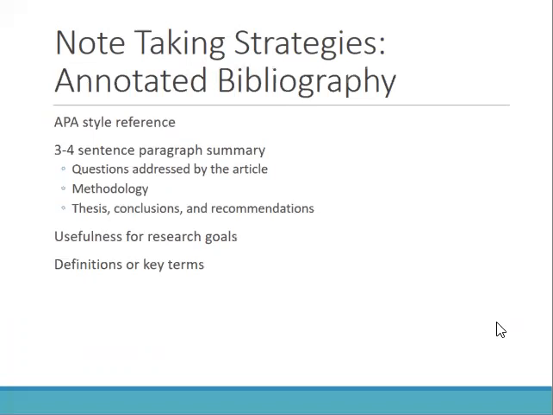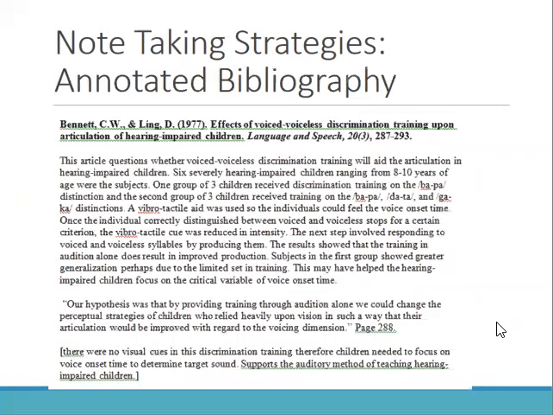You should include the questions that are addressed in the article, generally the methodology, conclusions, and recommendations. And then you should also include a comment, again, about the usefulness for your research goals. How are you going to use this in your paper? You might include definitions or key terms or things like that. So here's an example of an annotated bibliography. You can see their summary. You can see they pulled a direct quote that they thought might be useful, and they have the page number here. And then they have their comment about the strengths or weaknesses of the article.